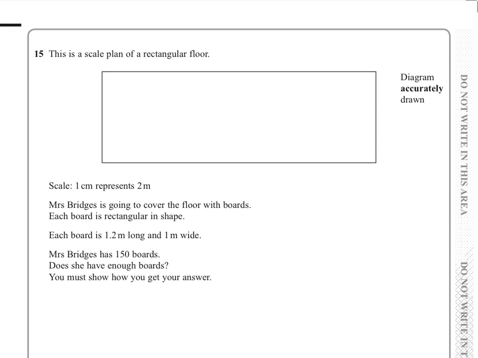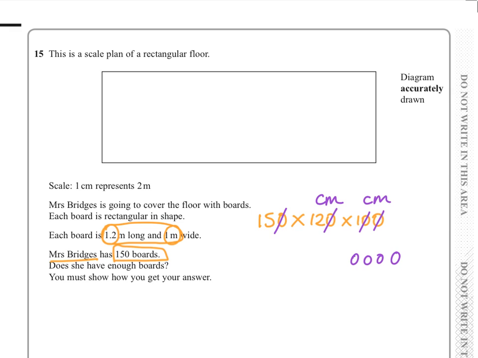What I can say is that if 150 boards are used by Mr. Bridges, then we can at least say that we've got 150 times the dimensions of each board, and we can convert those into centimetres. So we can say 150 by 120 by 100. And these here were in centimetres and centimetres. So we had, let's have a look, 10, 100, 1,000, with 10 more. And we've got 15 by 1, which is 15 by 12. So we've got 15 times 12. And we can work that out.